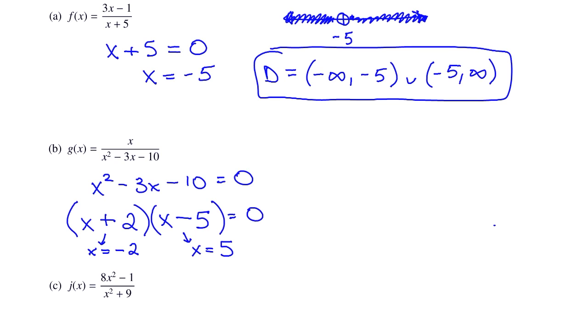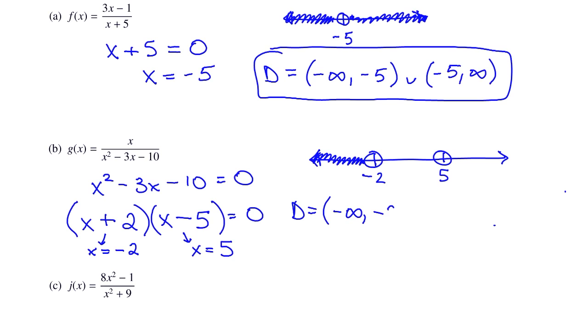Draw the number line. Place both numbers on the number line in order. And then create those intervals around those points. So the first interval is negative infinity to negative 2, union, negative 2 to 5, union, 5 to infinity.